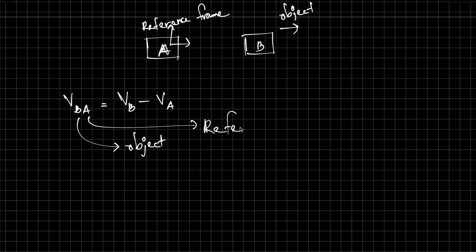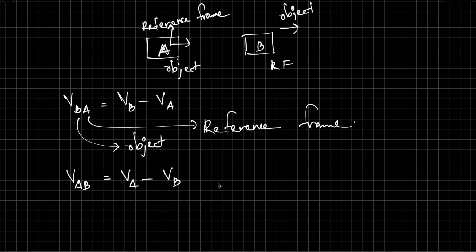So that's how you write the equation of VBA. Now what if B is watching the motion of A? Then B is the reference frame and A is the object. So how do you write the equation for that? Velocity of A, object A, with respect to B, reference frame B, is equal to velocity of A minus velocity of B. Keep this in mind.